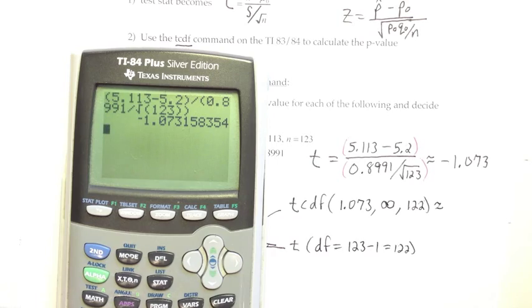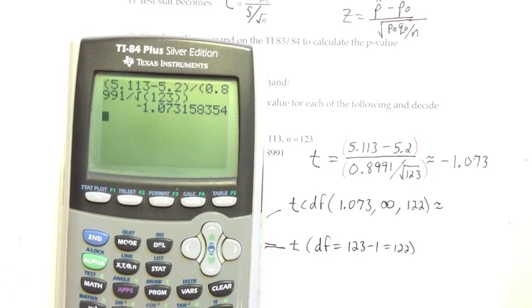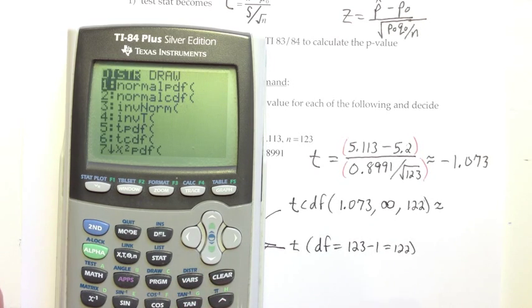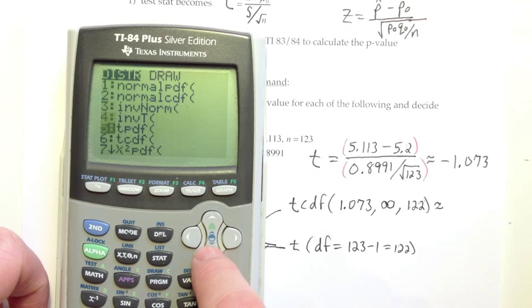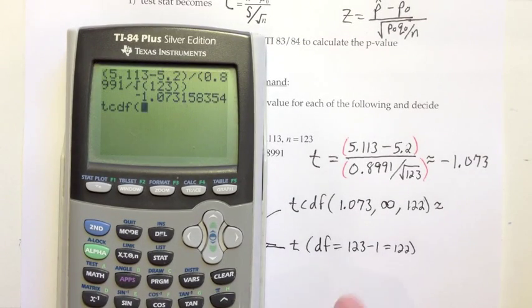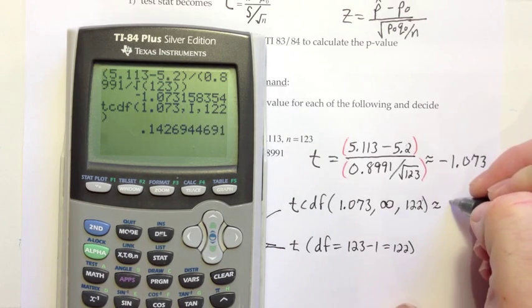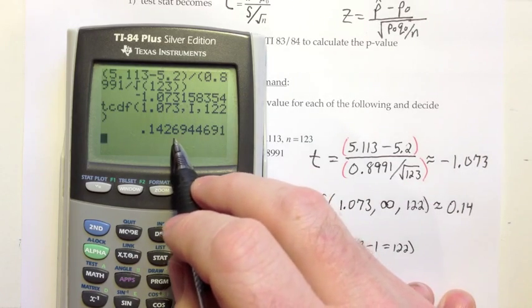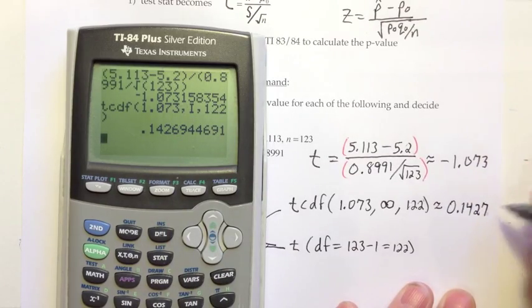And tcdf is just like normalcdf, it's in the distribution menu, so above your variables key here. So I'm going to hit second and distribution, and we see tcdf number 6 on this calculator. It might be different on yours depending on whether you have a TI-83, 84, and so on. And I'm going to put the left boundary, 1.073, the right boundary, which is infinity, and then 122 degrees of freedom. And I get the area to the right of that value is 0.1426, but that 9 would round that up, so that would be 0.1427.